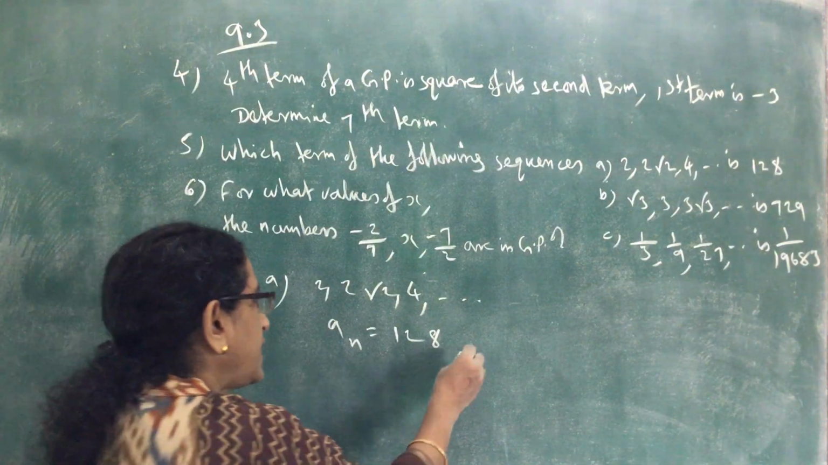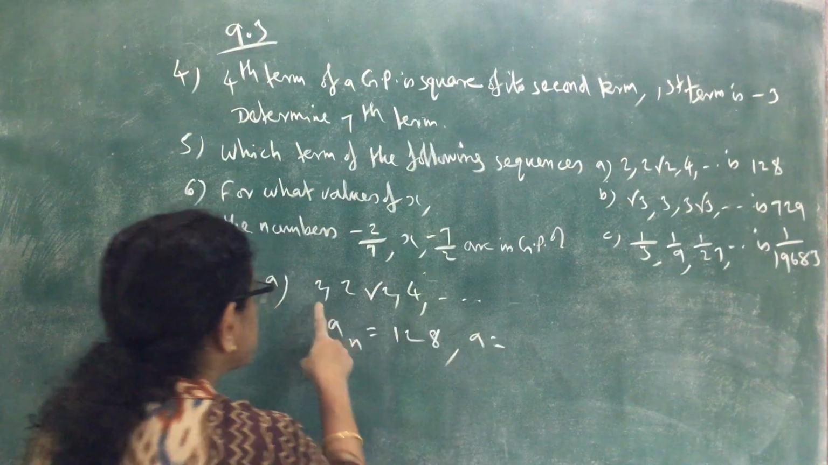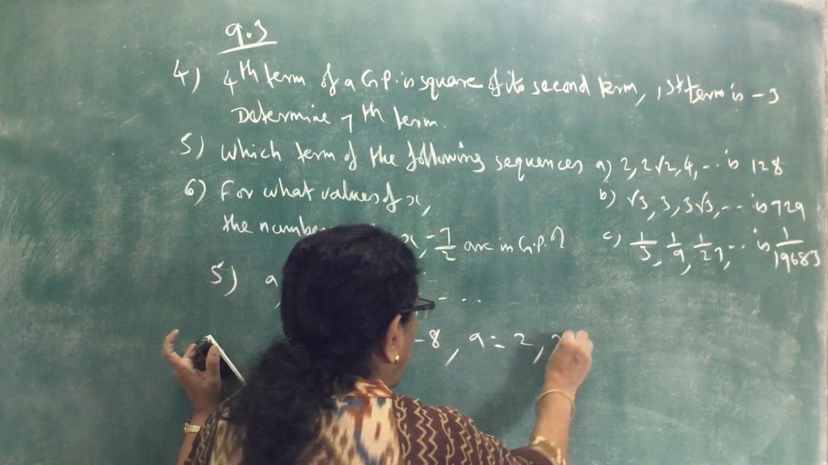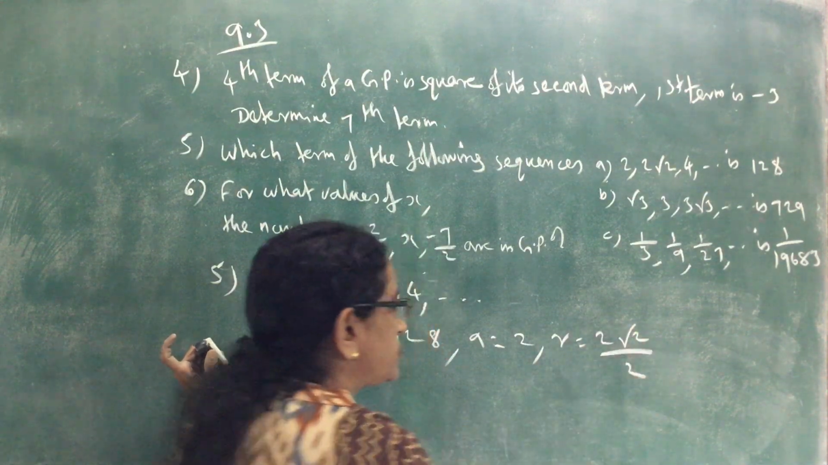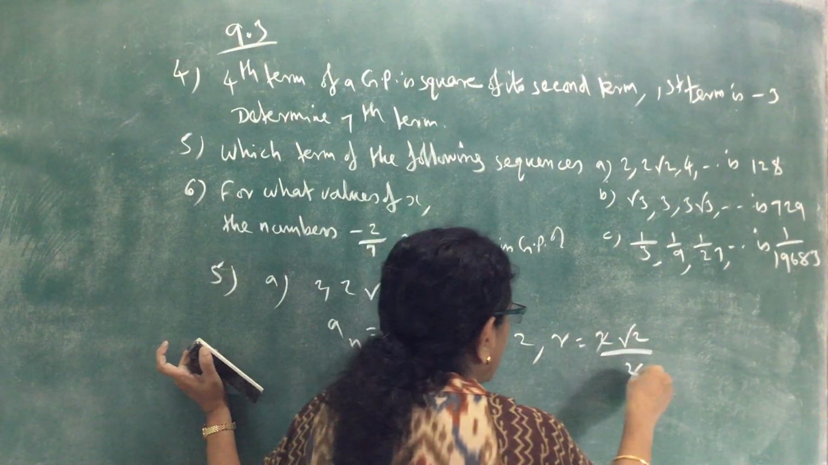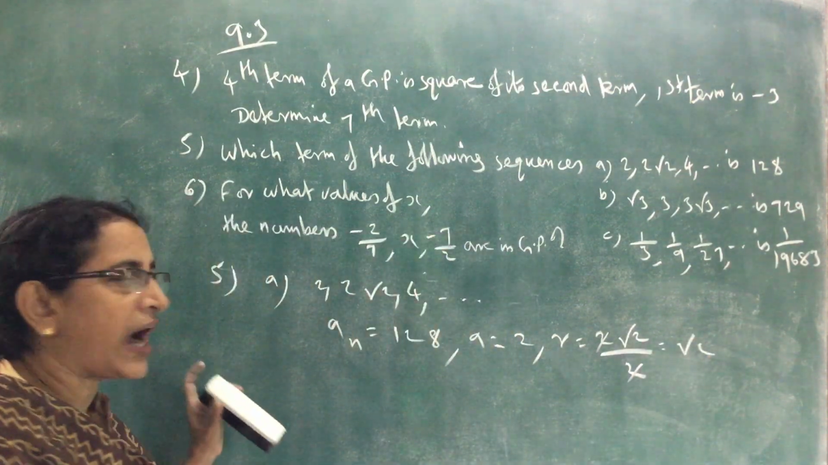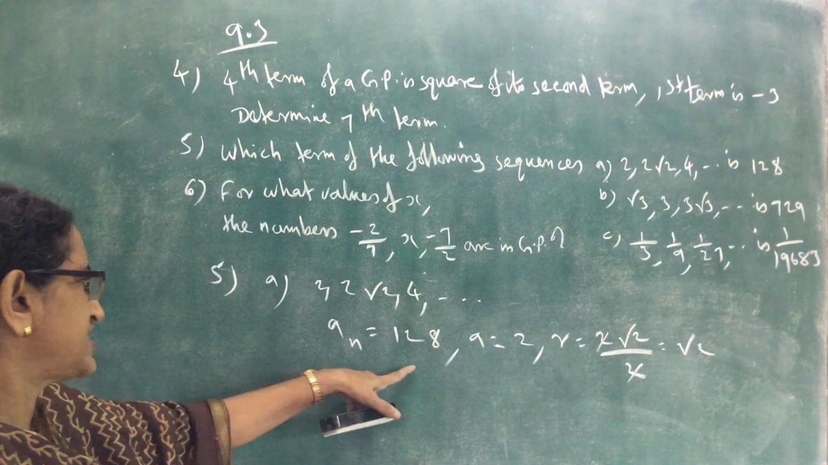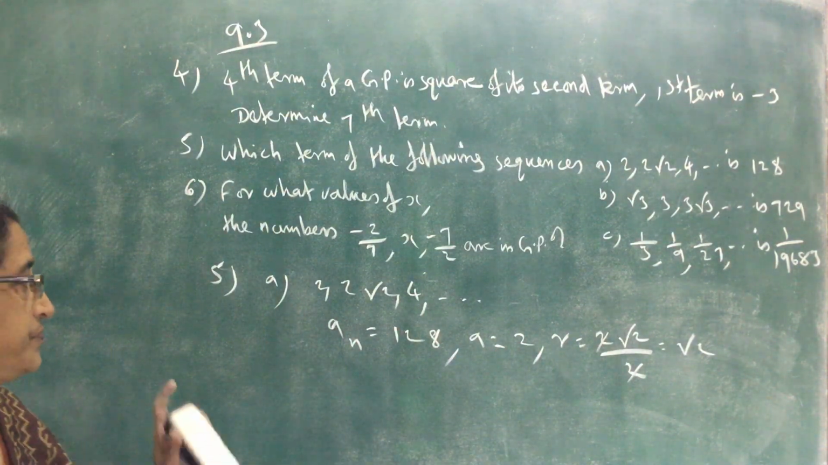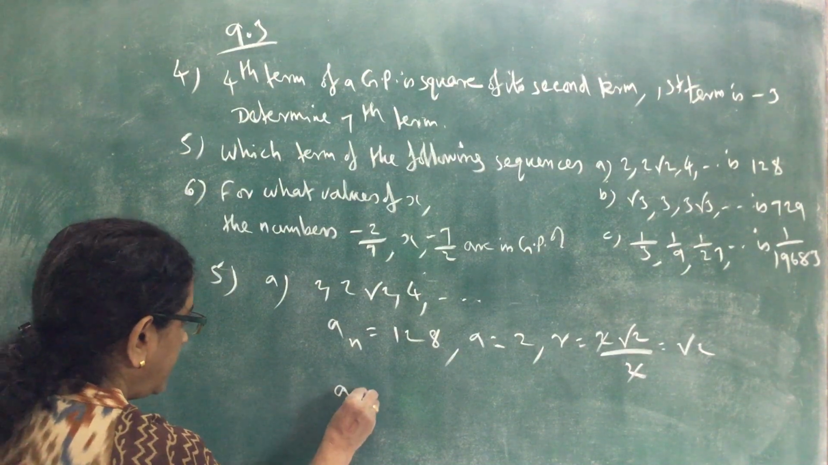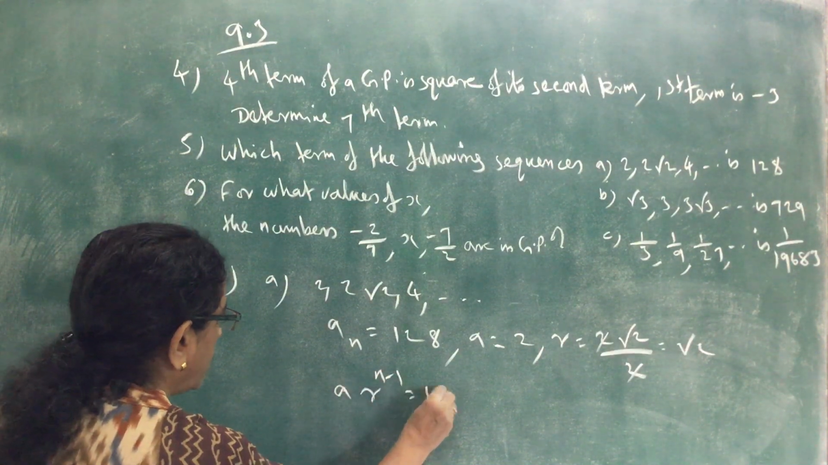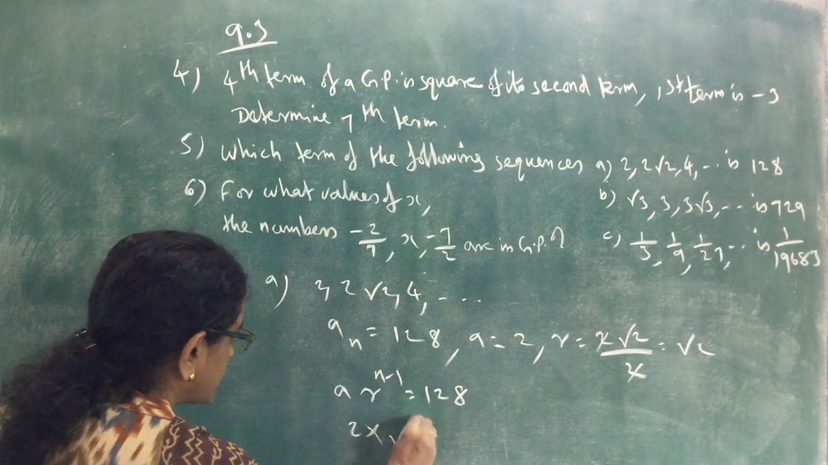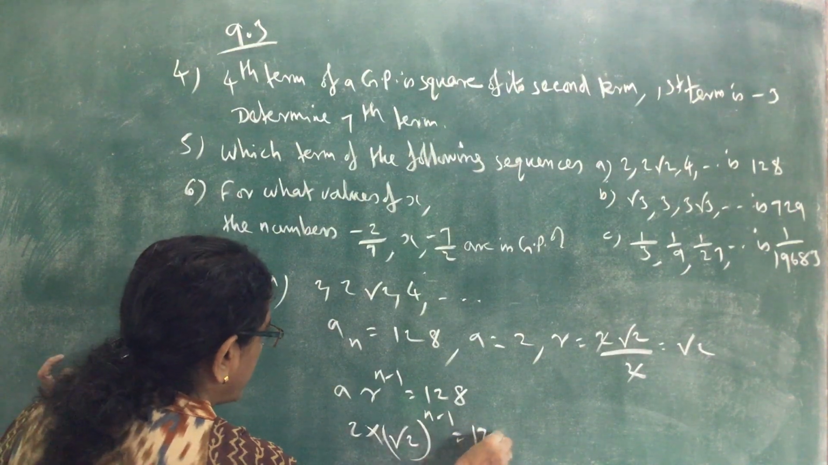That is the question. So here what is A? A equal to first term 2 and common ratio R equal to 2 root 2 divided by 2. Cancelling 2 we get root 2. So common ratio R equal to root 2. Now we got first term and common ratio. We can substitute in the formula and find the n. So an, what is an? A into R raised to n minus 1 equal to 128. That is 2 into root 2 raised to n minus 1 equal to 128.